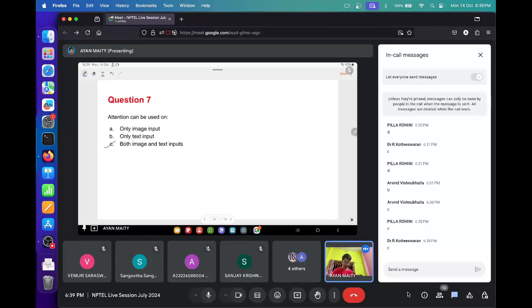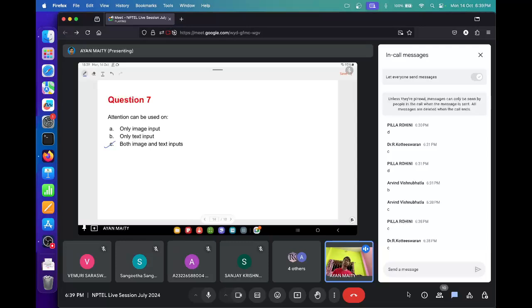So in case of text inputs, attention tells you which part of the text you should focus on more or give more importance for your task, whether it's text classification or sentiment analysis or summarization. So which part of the text you should give more attention.